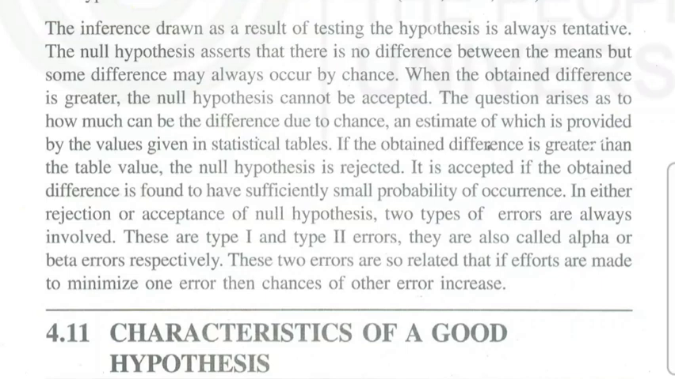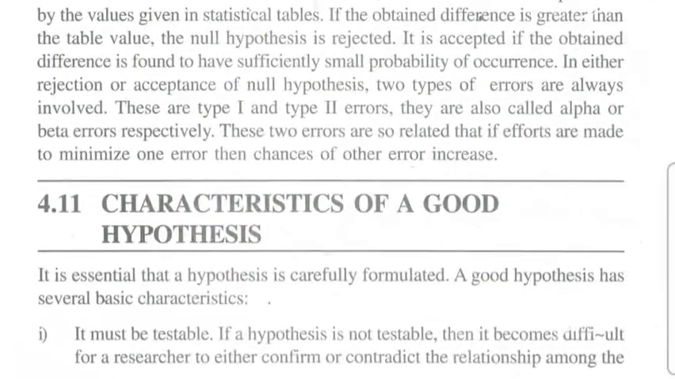When the obtained difference is greater, the null hypothesis cannot be accepted. The question arises as to how much the difference can be due to chance, an estimate of which is provided by the values given in statistical tables. If the obtained difference is greater than the table value, the null hypothesis is rejected. It is accepted if the obtained difference is found to have a sufficiently small probability of occurrence.